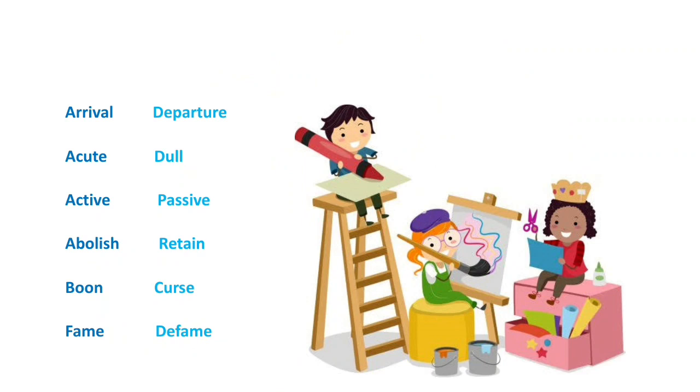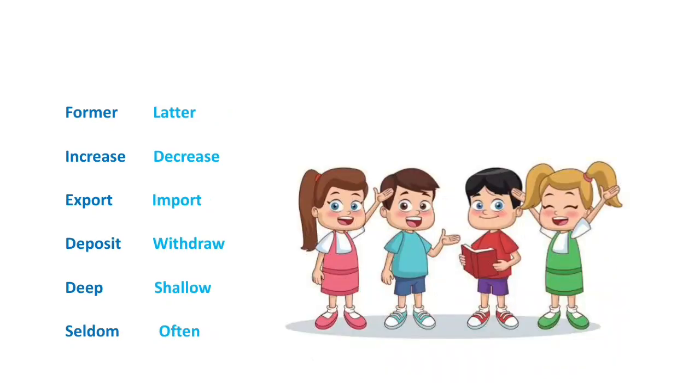Next we have boon and curse. Boon means blessings and curse means to wish evil or harm upon somebody, evil things. Okay, and next we have fame, defame. Fame means to have popularity, good reputation and honor, and defame means to take away that popularity or good reputation. It means dishonor. Next we have former, latter. Former means earlier and latter means after.